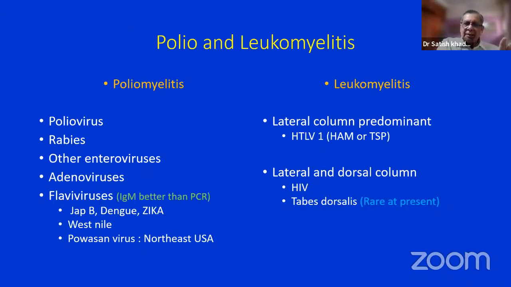So within myelitis, just to say that there will be poliomyelitis, meaning predominant gray matter involvement. Poliovirus, then rabies still comes in India. Other enteroviruses, adenoviruses, and a variety of flaviviruses. And in leukomyelitis, meaning predominantly the tracts being affected, you see the lateral column predominant, which is HTLV. Again, what is the current status of HTLV in India? I'm not too sure, but I think there are very few patients whose antibody is positive. Jimmy, any comments on that? Jimmy should comment. Jimmy, current status of HTLV-1?